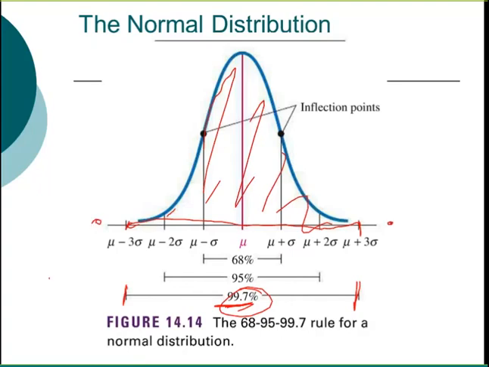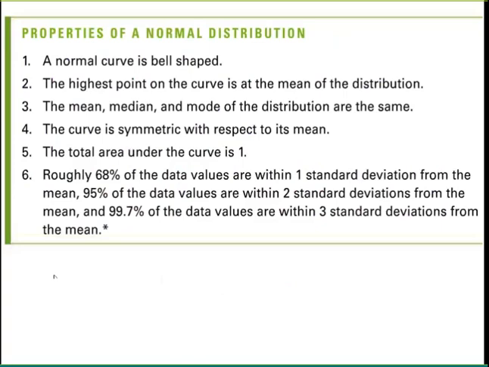Okay, so that's the normal distribution. Hopefully that gives us a little background information. Properties of it are that it's bell-shaped. The highest point is the mean of the distribution. The mean, median, and mode are the same, as I said earlier. The curve is symmetric with respect to its mean. The total area under the curve is 1. That's kind of like the probability. Roughly 68% of data lies within, this is our 68, 95, 99.7 rule.